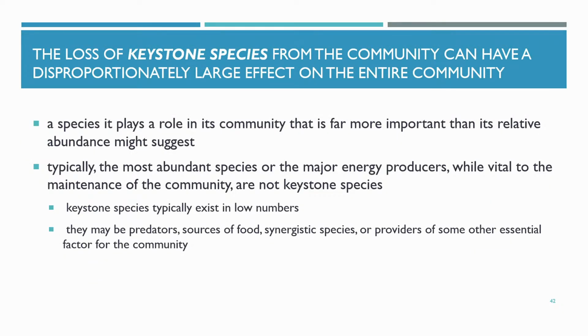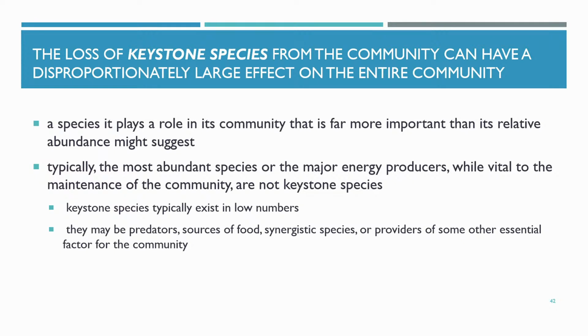So the loss of a keystone species from the community can have a really large, disproportionate effect on the entire community. As the name suggests, this is a species that plays a role in its community that's more important than its relative abundance might suggest. Even if it exists in low numbers, it's playing a really important role in that entire community, and losing that one species is harmful and other organisms can't pick up that role.